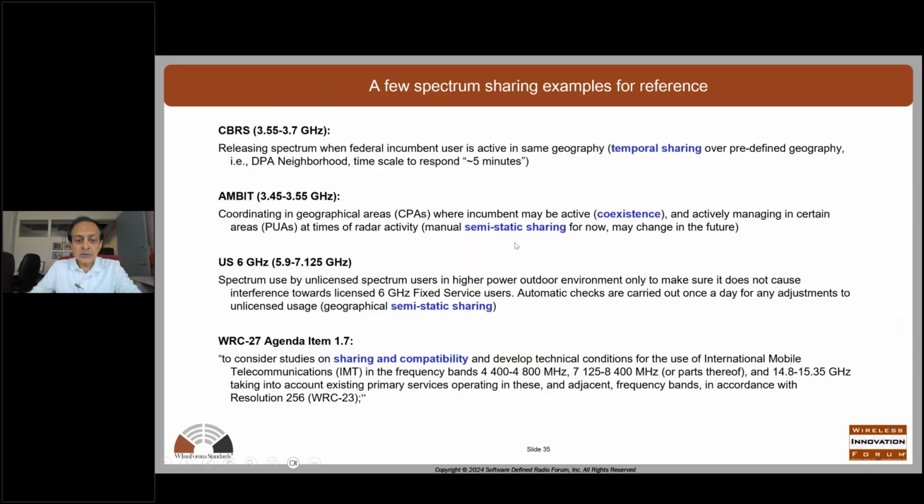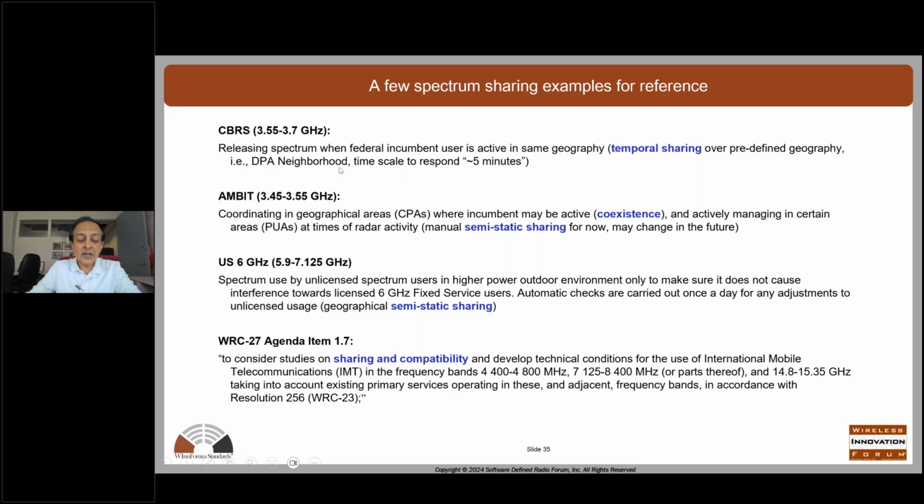Okay, so let's recall quickly what are some of the sharing examples that you know about. And since Andy did such a great job in explaining it, some of these should be fairly straightforward.